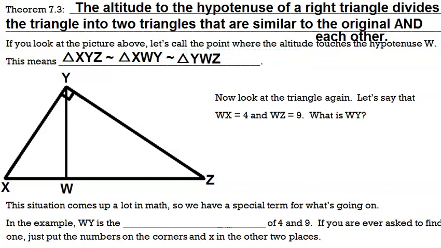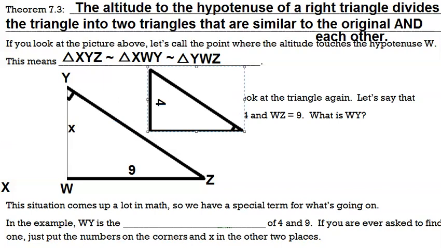Now, why is that important? Why is that part of what we're talking about in this chapter? Well, what if WX was 4 and WZ was 9? Could we solve for WY? At first, it looks like we don't really have enough information. But then we think about that trick that we just talked about. We could think of it as a proportion like we normally do. We could say 4 over x equals x over 9.